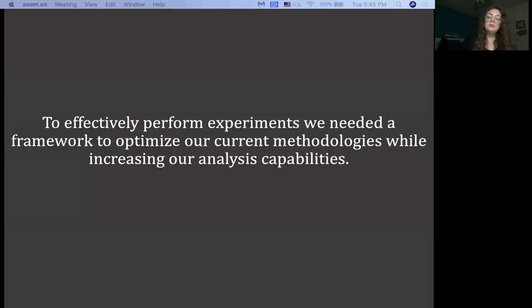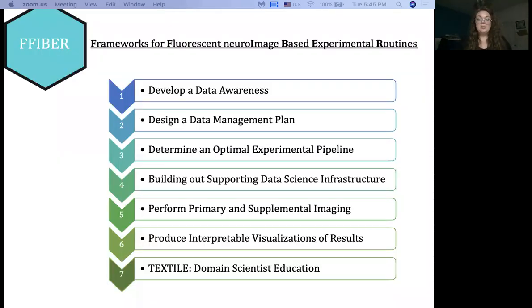So to effectively perform experiments, we needed a framework to optimize our current methodologies while increasing our analysis capabilities. And that's why I created FFiber, or Framework for Fluorescent Neuroimage-Based Experimental Routines, which is a 7-step process that allows us to perform these experimental procedures in a high throughput manner. And these 7 steps go all the way from developing a data awareness to then training the domain scientists on the data science pipelines we've just created.